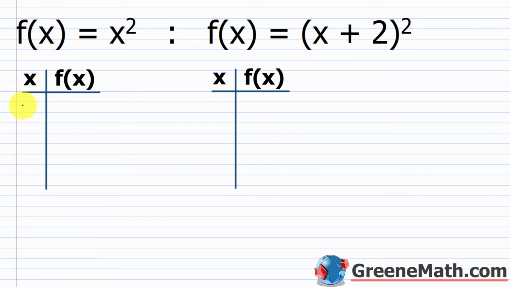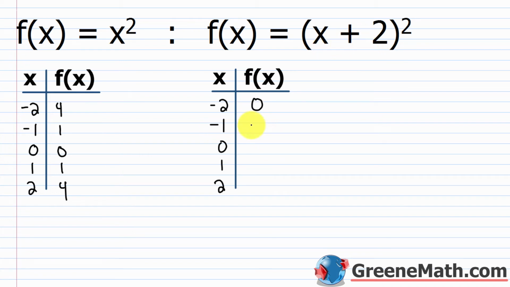So again, we go with our -2, -1, 0, 1, and 2. You probably memorized this by now. This is going to be 4, 1, 0, 1, and 4. All right, so let's use the same x values over here. So we'd have -2, -1, 0, 1, and 2. So -2 plus 2 would be 0. 0 squared is 0. Then -1 plus 2 would be 1. 1 squared is 1. 0 plus 2 is 2. 2 squared is 4. 1 plus 2 is 3. 3 squared is 9. And then 2 plus 2 is 4.